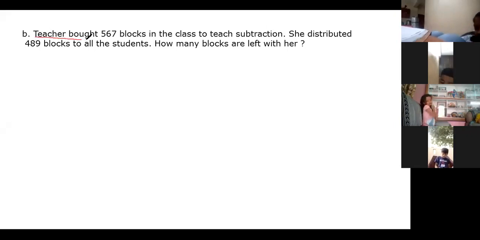Teacher bought 567 blocks in the class to teach subtraction. So one teacher bought.